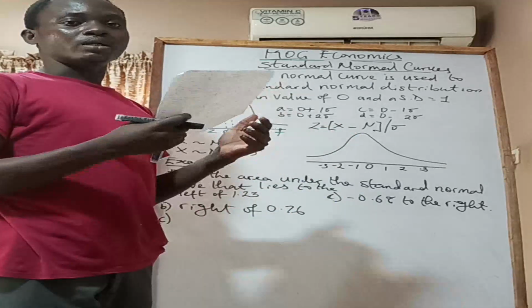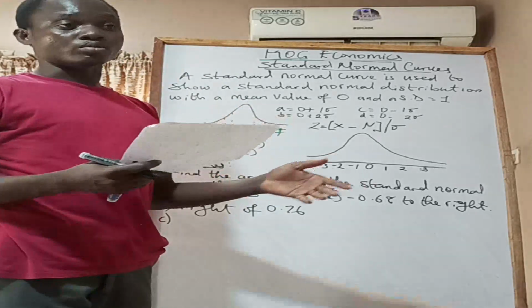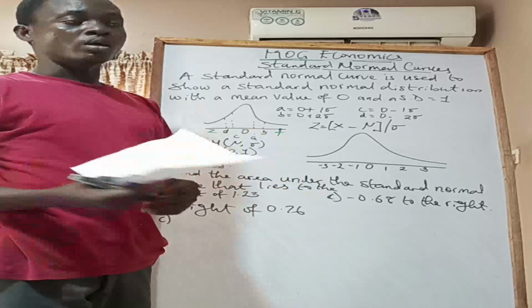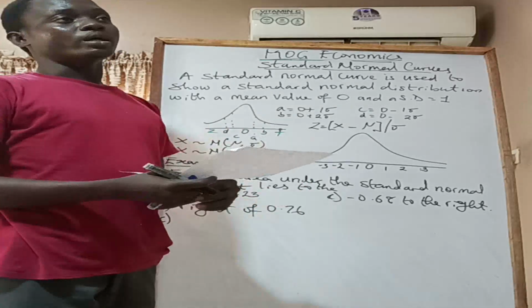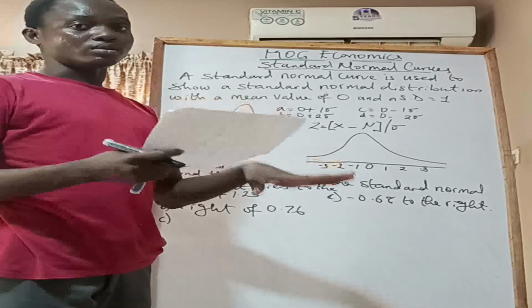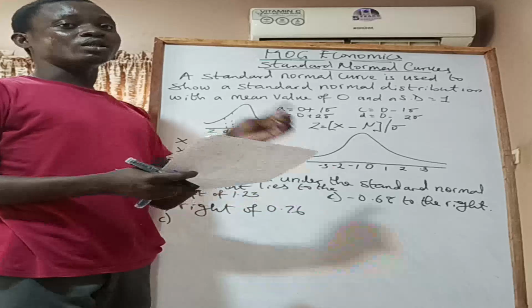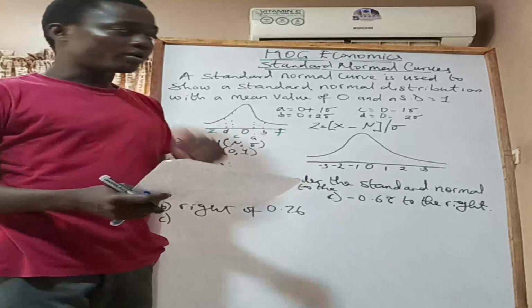So please go, and if you don't have the Z table, there's a table called the Z score table. Another name for it is the standard normal table. Please pause this video and download it first and then return to this video, because we are going to be making reference to that table. So thank you very much.